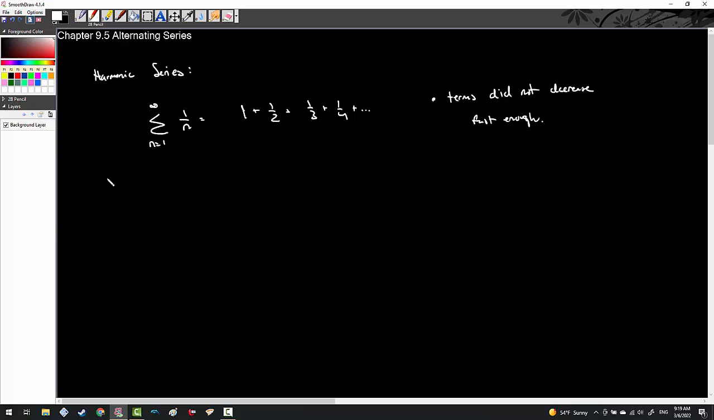Now, when we compared that to a p-series, like let's say a p-series with p equaling 2, if I was to do the sum from n equals 1 to infinity of 1 over n squared, well, that was 1 plus 1/4 plus 1/9 plus dot dot dot. This actually did converge, and we saw that because p was larger than 1, and we proved this using the integral test. This would converge because the terms did decrease fast enough, and that was a result of the p-value. So the terms here are decreasing fast enough.